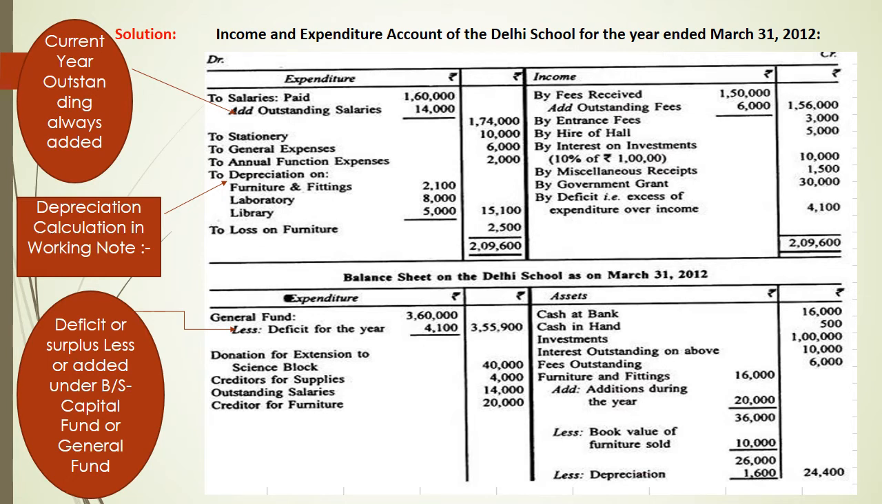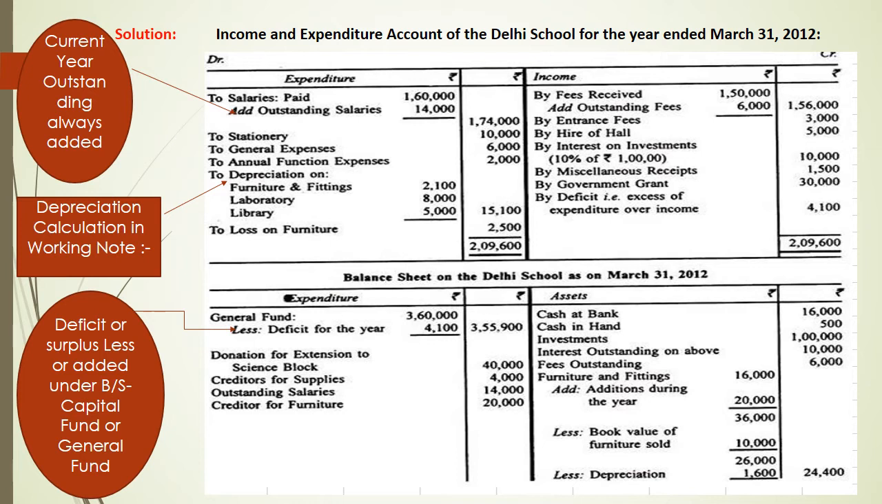Under the balance sheet, after the investment, a point is mentioned: interest outstanding on the above 1 lakh, and the amount to be mentioned is 10,000. So interest outstanding of 10,000 is mentioned here. And on the income side, interest on investment, 10% of 1 lakh rupees, is equal to 10,000. Okay. Then miscellaneous receipts are 1,500.